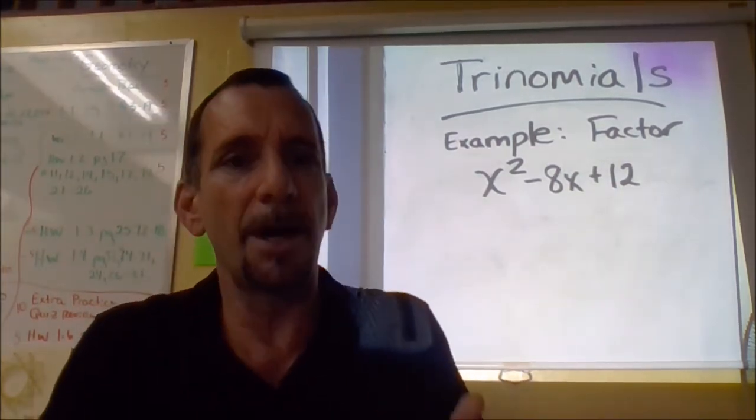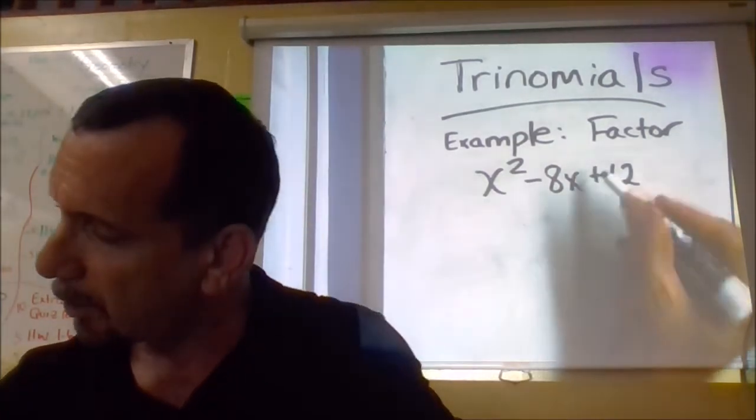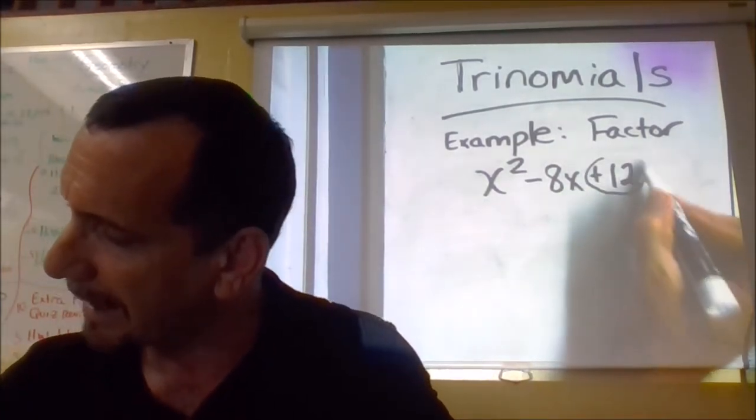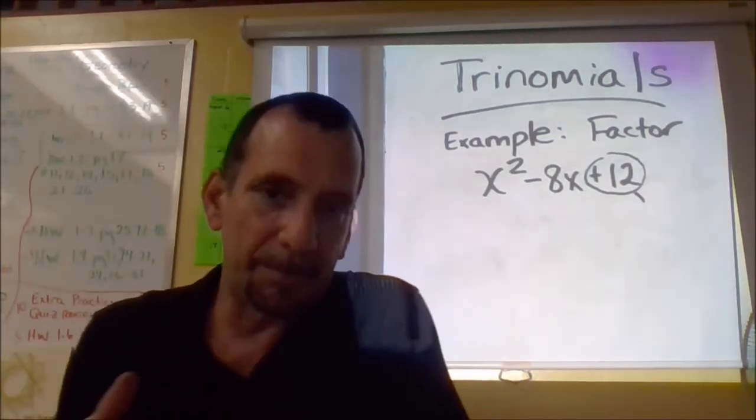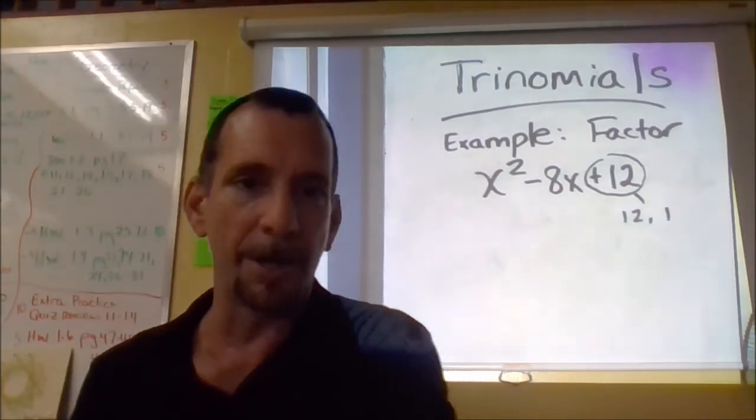And I'm going to say, what are the factors of positive 12? What are the factors of a positive 12? What multiplies to get to 12? So the first one, the obvious one, is 12 and 1, right?